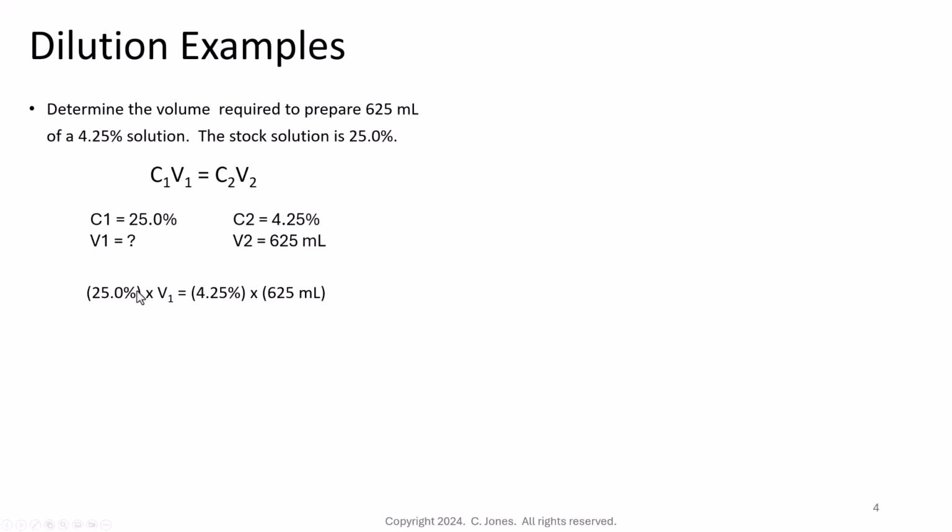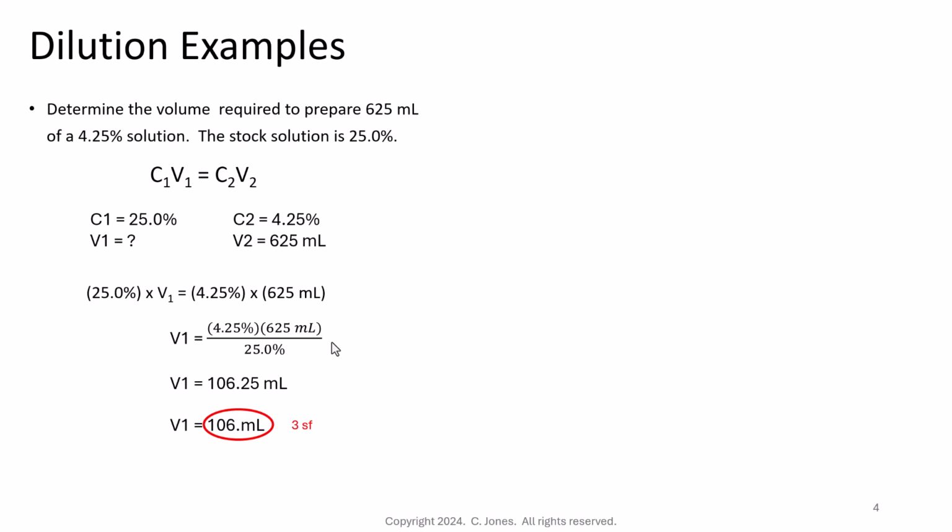So now we just need to solve for V1. If you remember from algebra, we just divide both sides of the equation by 25%. And 25 divided by 25 on the left side is 1, and 1 times anything is that value. On the other side, we divide by 25%, and now we actually have to work through the numbers. We put this into the calculator and come up with 106.25 mils. But of course, we need to be mindful of significant figures. After we adjust for significant figures, we have 3 significant figures, and that's our final answer.